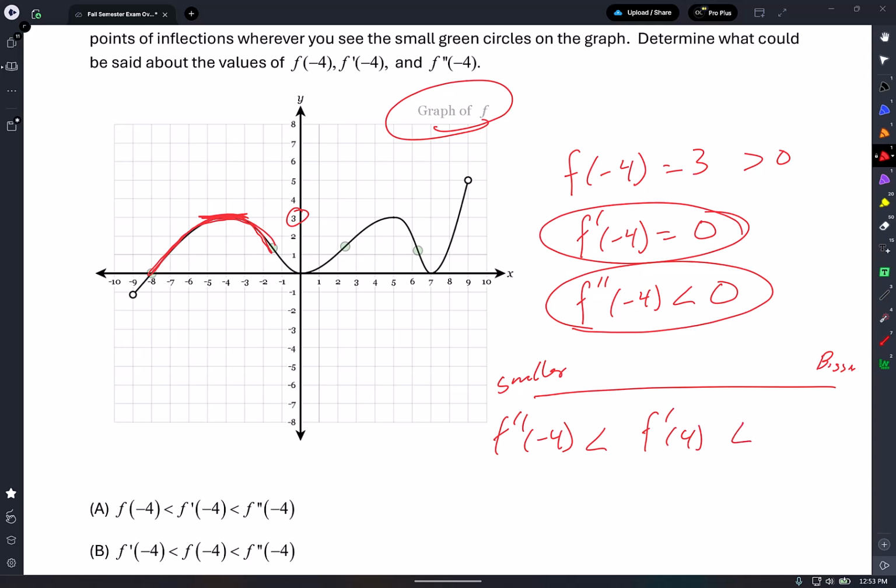So that has to be the biggest. So f of, oh, I almost put a prime there. f of -4, and that should be a negative there. So there it is. The smallest number is a negative one that I see, f double prime of -4. The middle number is f prime of -4, because that's 0, or the middle value one. And then the biggest one is the one that was positive, which is that 3 there.